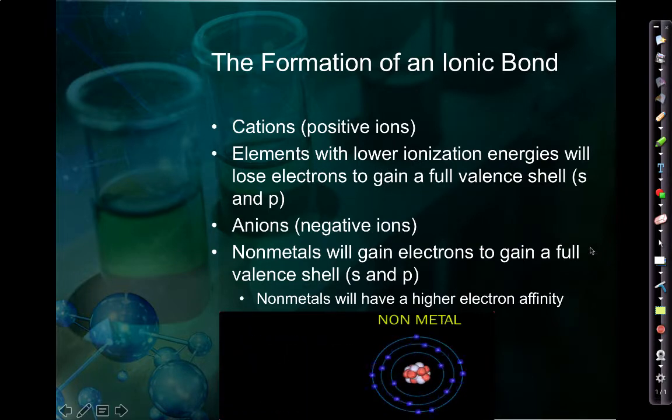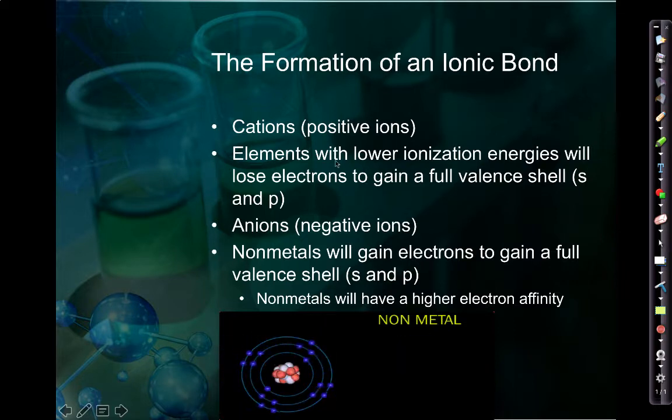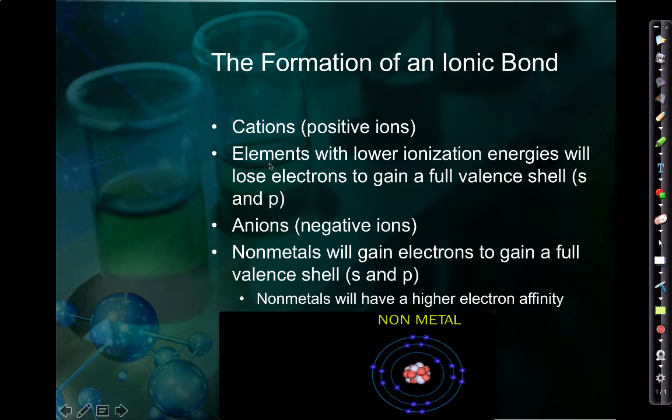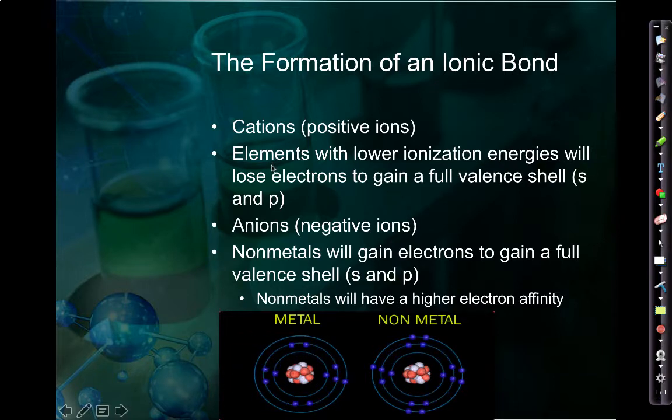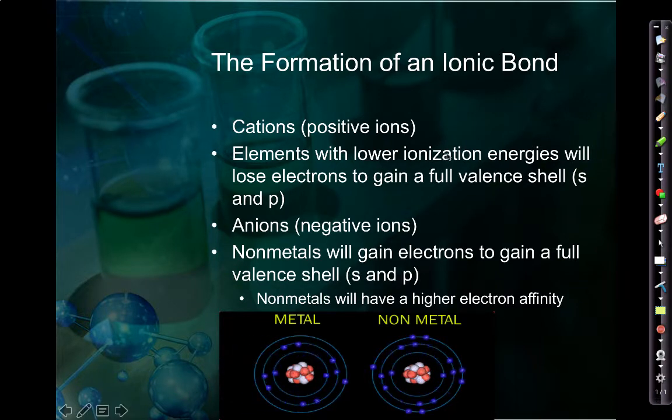Now, when we have an ionic bond that's being formed, okay, cations, which are positive, will come together with an anion, which is a negative ion. So elements that have lower ionization energy will lose the electron, or lose more than one electron, to get a full S and P sublevel. So remember, ionization energy is the energy required to remove electrons. It still requires energy to remove an electron.